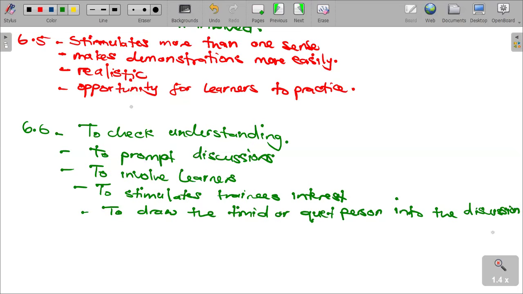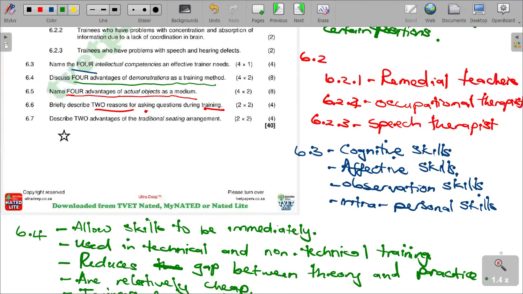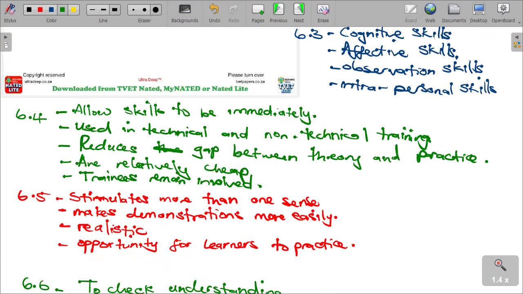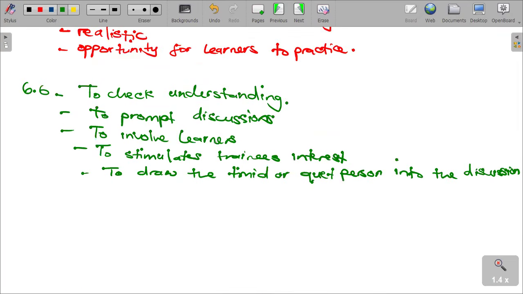Right. Okay, let's move on to question 6.7. Describe two advantages of the traditional seating arrangement. So we can find that participants are not distracted. And also, participants can all see the trainer and the visual aids.